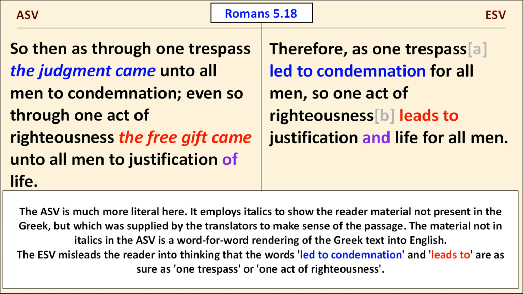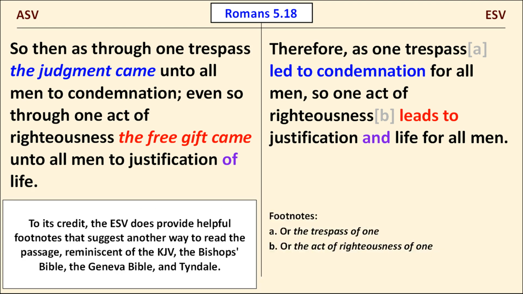The English Standard Version misleads the reader into thinking that the words "led to condemnation" and "leads to" are as sure as "one trespass" or "one act of righteousness." But the ESV does provide helpful footnotes that suggest another way to read the passage, one reminiscent of the King James, the Bishop's Bible, the Geneva Bible, and Tyndale. In that older approach, instead of "one trespass," read "the trespass of one," that is, one person's trespass, instead of "one trespass."